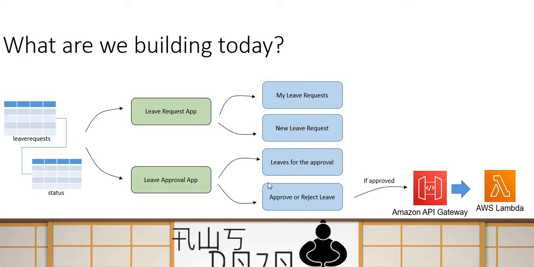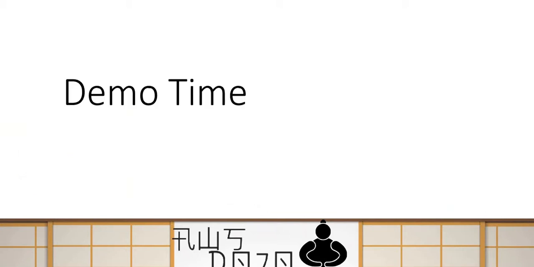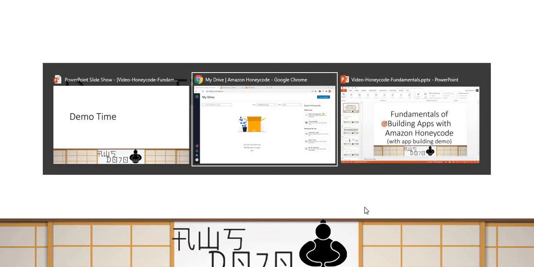And once it is approved, we want to call an API gateway, which will call a Lambda function and will simply log the record. So we are not doing much business logic there, but we want to simply store the data which has come there. So this is what we are going to build today to show the experience of building inside AWS Honeycode. So it's demo time. So let's move on to the demo.